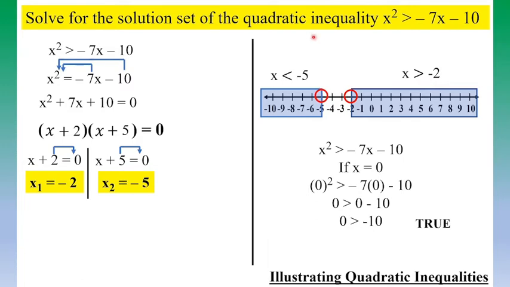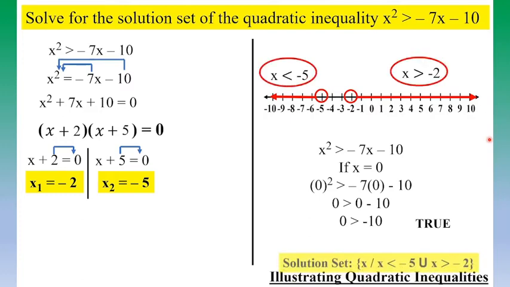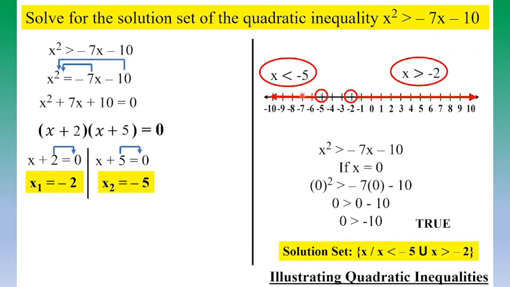And if we are going to write this solution, let us shade first. So yan ang ating magiging solution. If we're going to write its solution set, we're going to start with x such that x is less than negative 5. This is the first one, union. Kapag yung given ang answer natin is yung dalawang dulo, we're going to use union with x is greater than negative 2. And that is our solution for our first example.